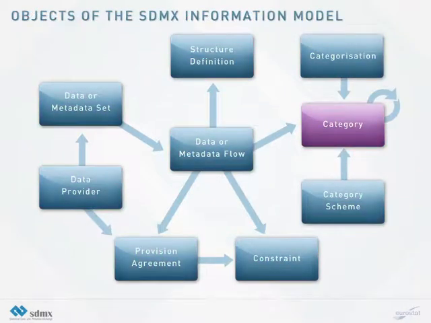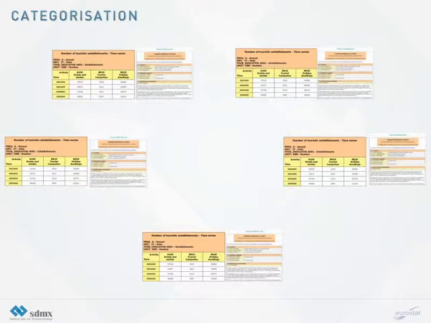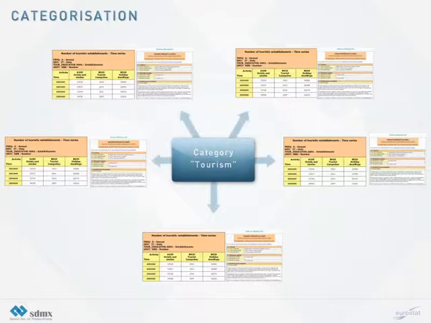Categories, gathered in category schemes, provide a way of classifying data for collection, reporting, or publication. A category can categorize any type of identifiable artifact, such as a DSD or data flow, by the use of the object categorization. For example, many different DSDs and MSDs were created for the tourism statistical domain. These DSDs can be regrouped in a category called tourism.